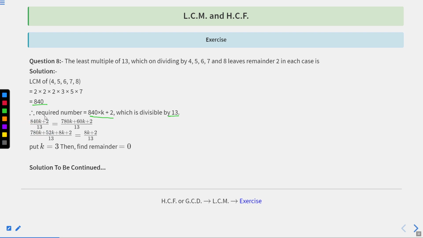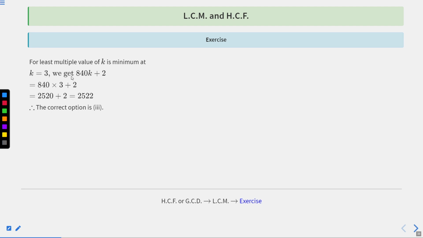So we can write (840k plus 2) upon 13 equal to (780k plus 60k plus 2) upon 13. And 60k can be further broken as 52k plus 8k, and it will be equal to (8k plus 2) upon 13. Put k equal to 3, then we find remainder equal to 0. So the least multiple is at minimum k equal to 3. Putting k equal to 3 in 840k plus 2, we get 840 times 3 plus 2, which is equal to 2522. So the correct option here is third.